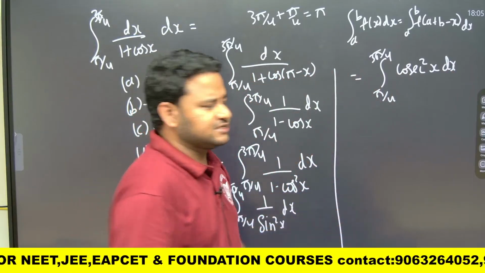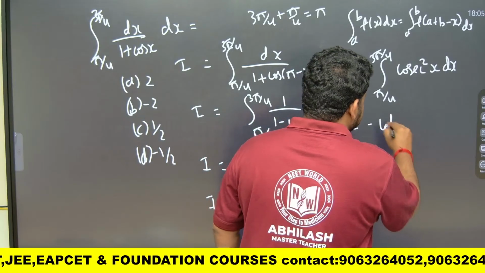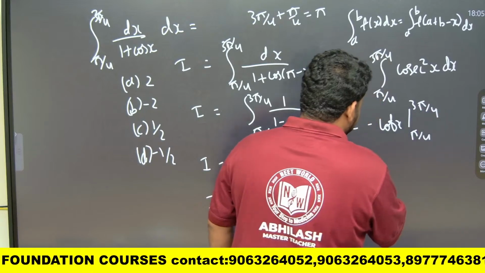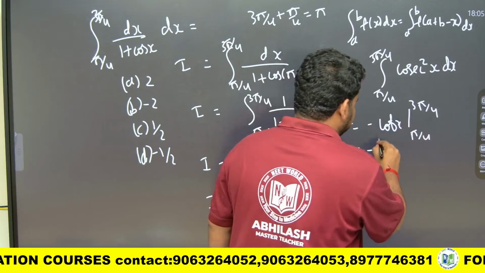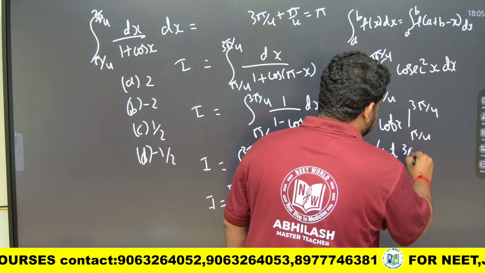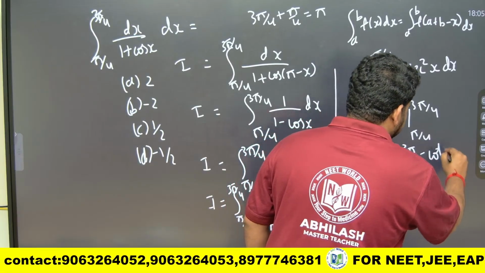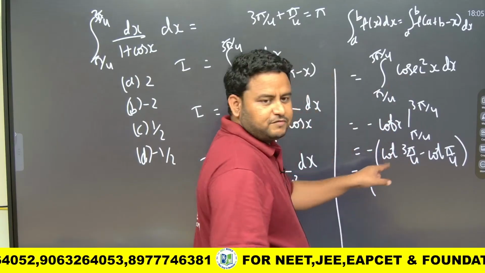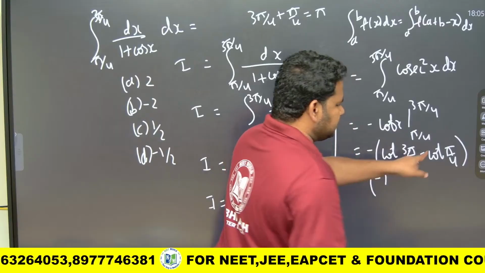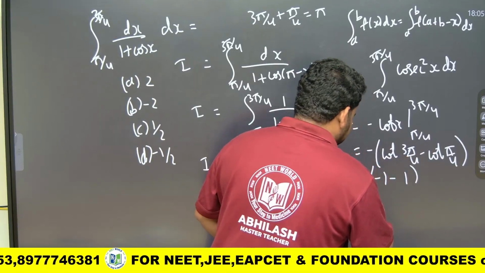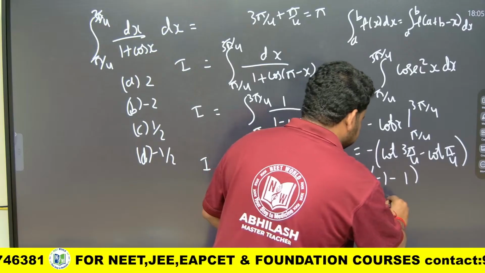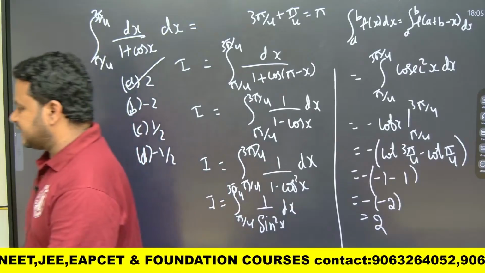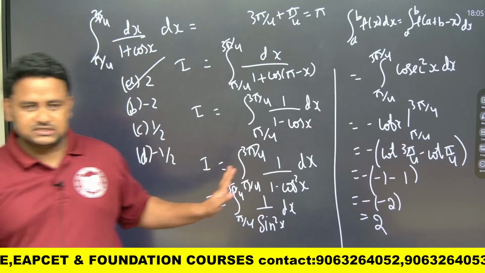Integral of cosec square x dx is minus cot x. So the limit is pi by 4 to 3 pi by 4. So minus cot of 3 pi by 4 minus of cot of pi by 4. We know that minus cot of 3 pi by 4 is minus 1 and cot pi by 4 is 1. So this will be minus 1 minus 1, that is minus 2. Minus into minus is plus 2. So the answer to this question is option A, 2. 2 is the right answer to this question, friends.